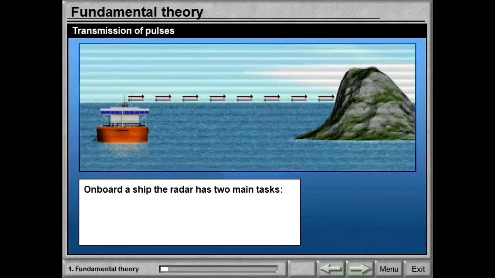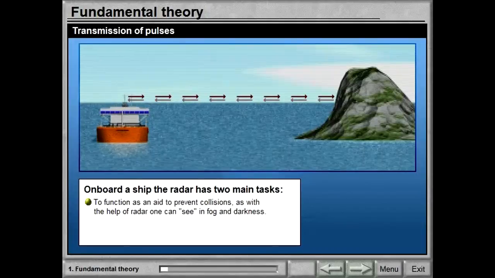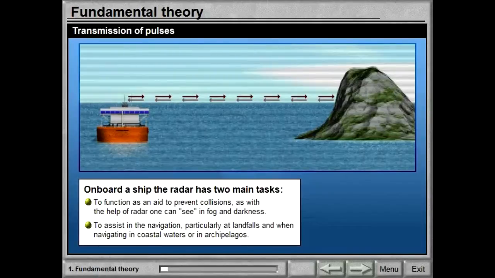On board a ship, the radar has two main tasks. One is to function as an aid to prevent collisions, as with the help of radar, one can see in fog and darkness. The other is to assist navigation, particularly at landfalls and when navigating in coastal waters or in archipelagos.